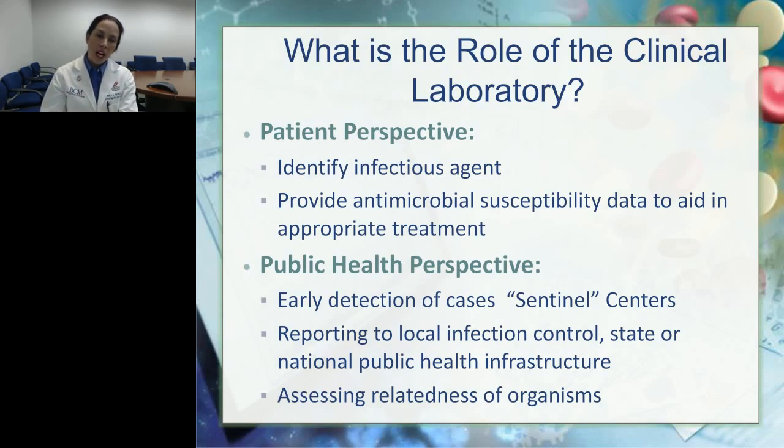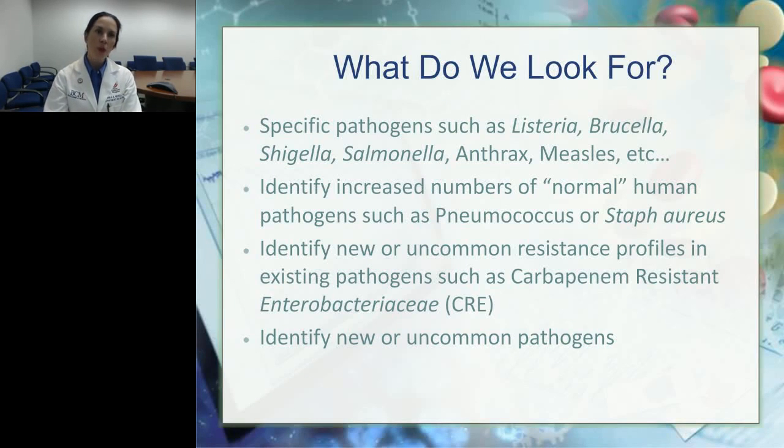And finally, not all labs may have this capacity, but many do, such as ours, and that is to assess relatedness of the organisms. So when you think about it, even if this doesn't go beyond just your own individual hospital, it's important to know whether these bugs that you might be detecting are just random and sporadic, or are they truly related and thus, by definition, constitute an outbreak. So what do we look for?